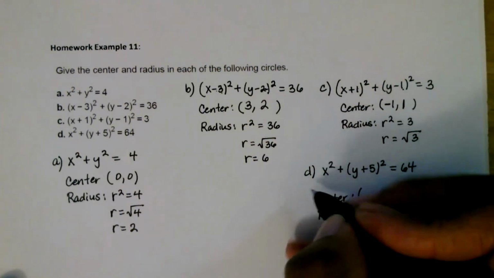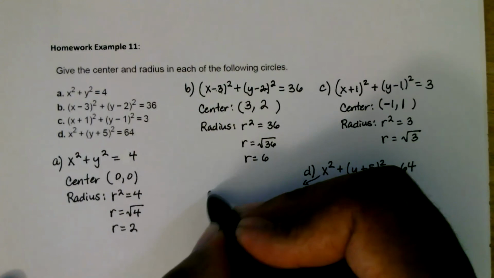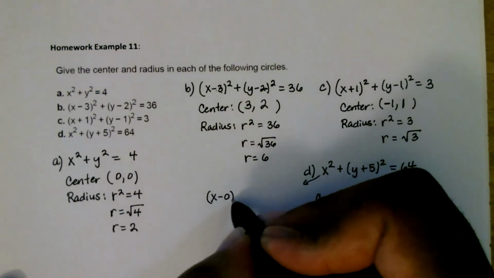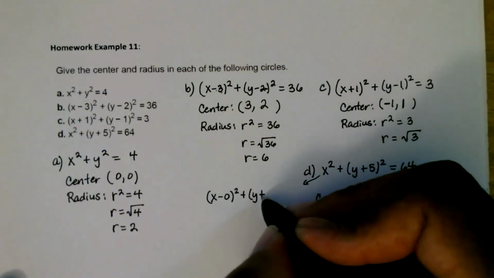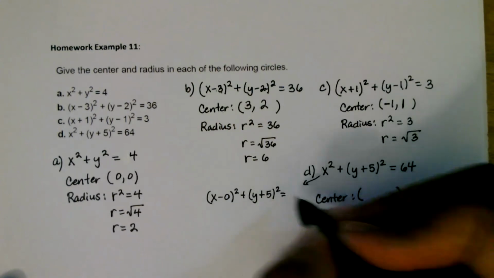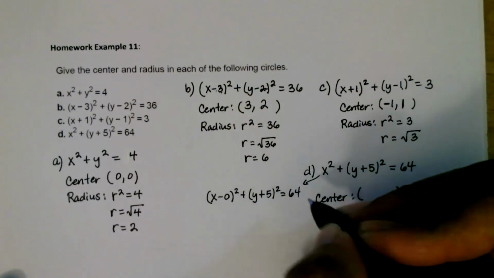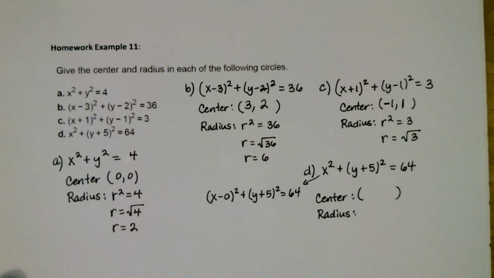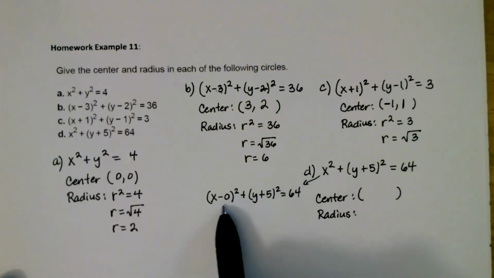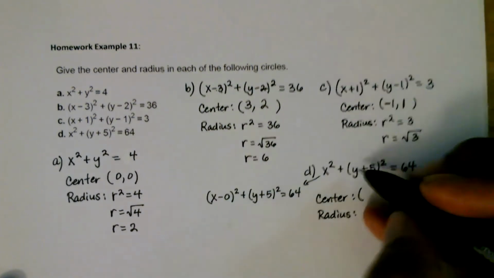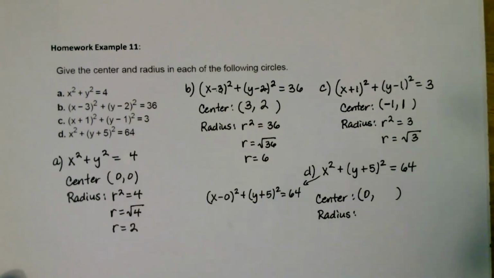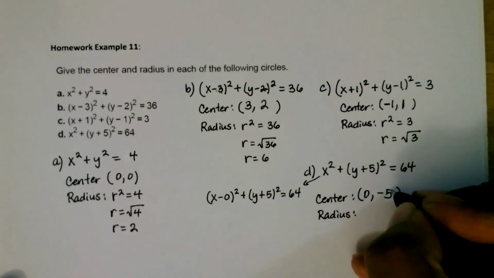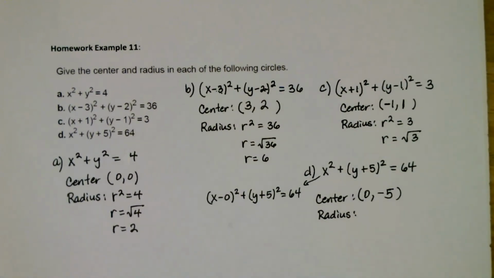Now for the x squared, we can write that as x minus 0 quantity squared, and then plus y plus 5 quantity squared equals 64. That's another way of writing that. And now you can see that the x coordinate of your center will be 0. The y coordinate, we take the opposite sign as well. So the opposite of 5 will be -5. So (0, -5) will be the center of that circle.